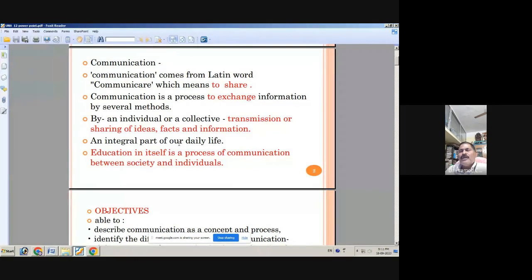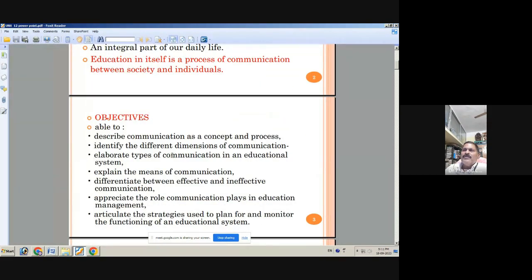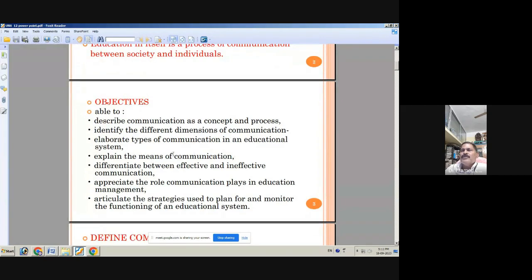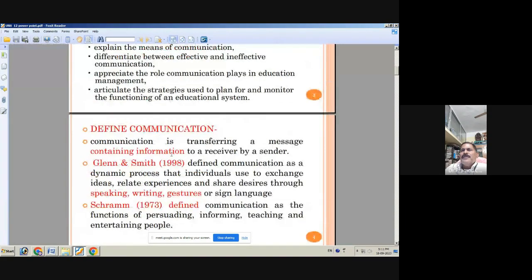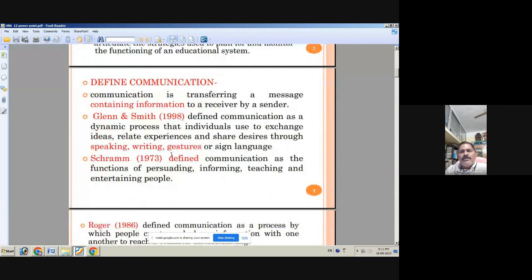So when we are concerned with education, we must communicate our thoughts and feelings to our students very perfectly so that they are able to understand. In this unit, we will describe communication, its concept and process, identify the different dimensions, and also elaborate the different types of communication. So definitely we will discuss some of the meanings of communication.